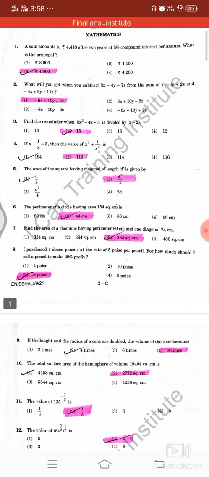Please find the question and answer sheet of 9th class Sainik School Exam 2021. Section A Mathematics. Question 1. A sum amounts to rupees 4410 after 2 years at 5% compound interest per annum. What is the principal? And the answer is option number 3.